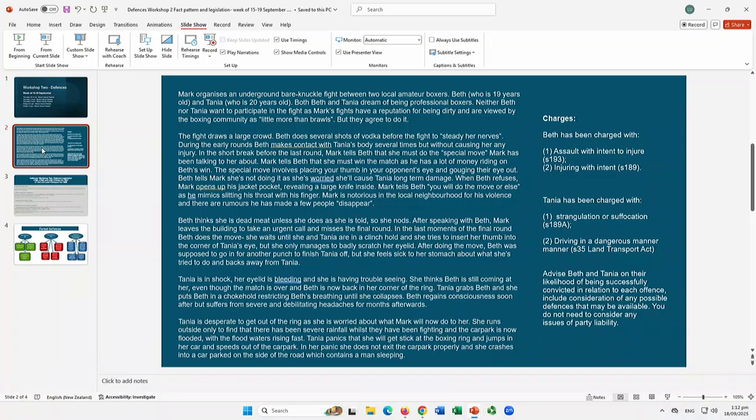Today's fact pattern involves a scenario of two girls who want to get into professional boxing. They've been asked to fight by a guy who's a bit dodgy. He's got a bit of a bad reputation, and it's described as being an underground fight.